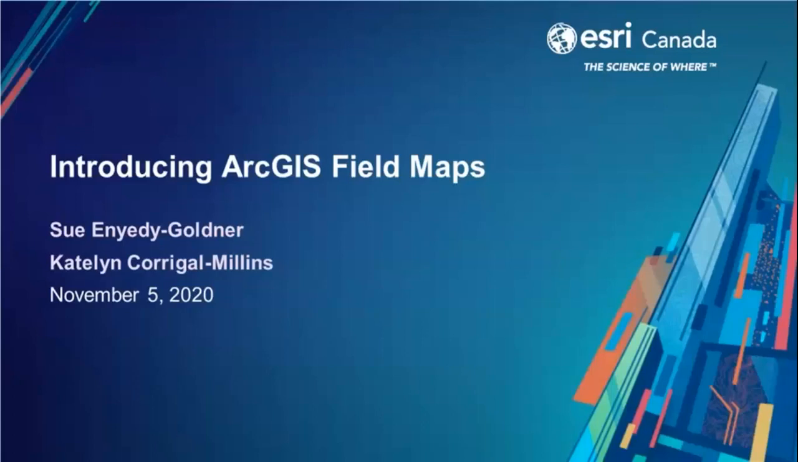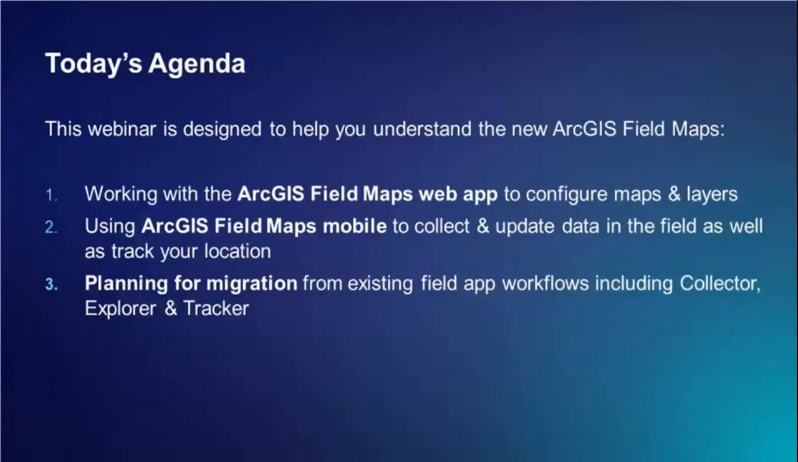So today we're talking about a brand new app, which is ArcGIS Field Maps. You're going to learn all about how to use Field Maps. First, we're going to talk about the brand new web app that you're going to use in the office to prepare your maps and layers for field work. Then we're going to talk about how the mobile app works, and you can see how your field workers would interact with it to collect and update data as well as track themselves. And then finally, we're going to talk a little bit about migration from your existing field app workflows, including Collector, Explorer, and Tracker in this first release, so you can start planning for moving forward with the new app.